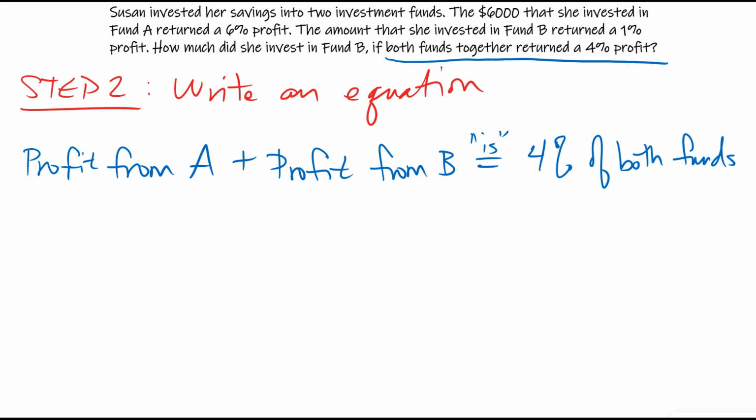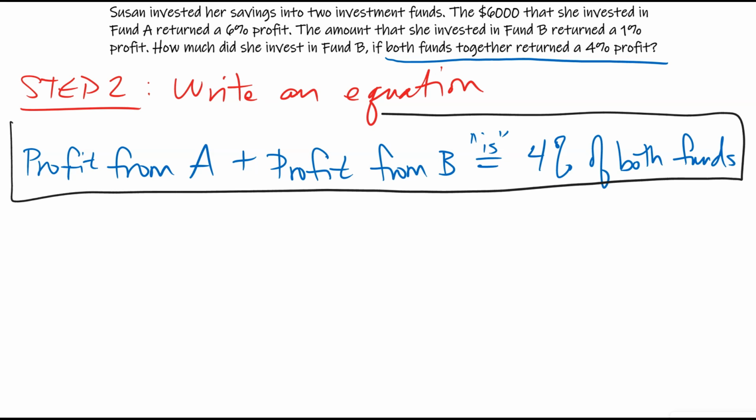The rest of our work is simply to translate that idea into math symbols so that we can solve for our own unknown, which is the profit from B. All right, so let's just work to translate this statement. We'll sort of keep this here into math. Okay, so the profit from A. The profit from A is going to be, so she had 6,000 in A at a 6% profit. So 6% of 6,000 is the profit.